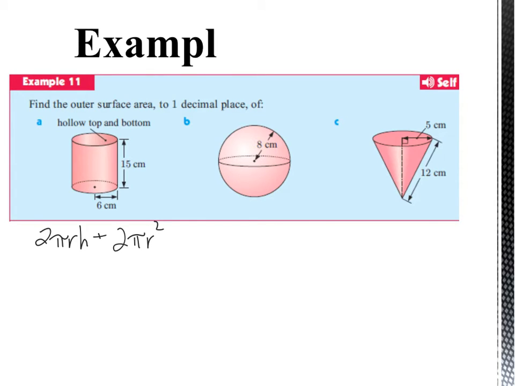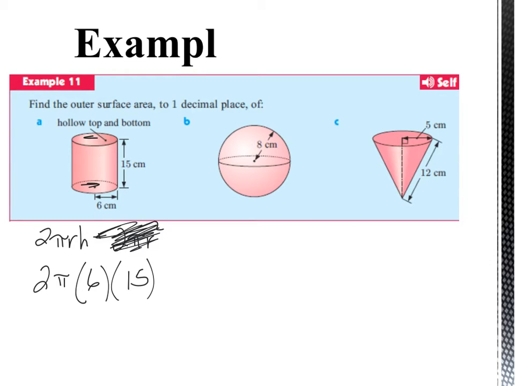Except it's hollow. So the top and the bottom are hollow, so that means that there's nothing there. So we can take this off, because there's no top or bottom, it's hollow. So all we're looking for then is the surface area of the curved surface. So we get 2 times pi times the radius, which is 6, times the height, which is 15.